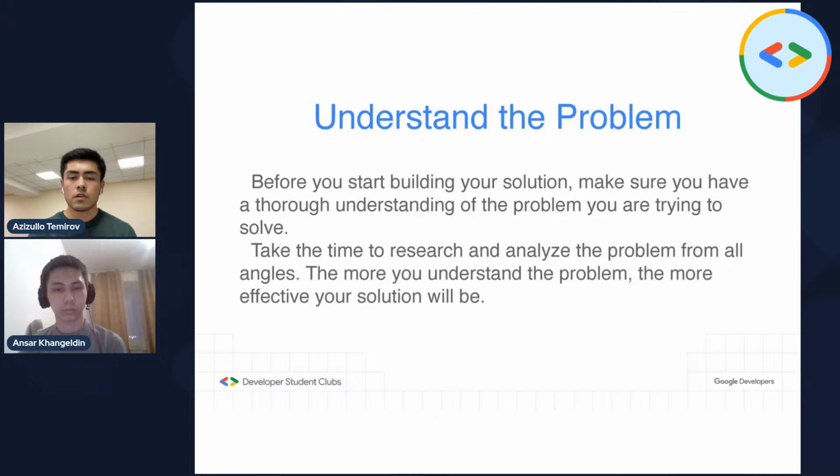First one, understand the problem. Before you start building your solution, make sure you have a strong understanding of the problem you are trying to solve. Take the time to research, analyze the problem from all angles. The more you understand the problem, the more effective your solution will be. In other words, you don't have to come up with the problem to suit your already taken idea or already defined product. You have to first think about the problem and then make a solution.